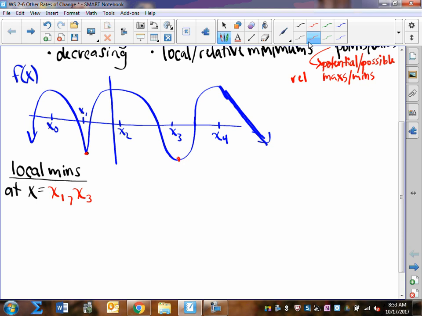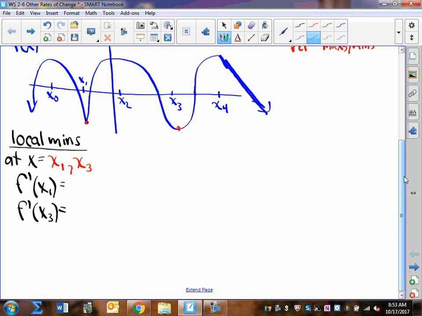Now again, we said that the derivative tells us a lot about our original graph. So let's pull in the derivative. What is my derivative at x sub 1? And what is my derivative at x sub 3? Take a look at x sub 1. Remember, your derivative is the slope of the tangent line. What is my derivative at x sub 1? Undefined. Why? It's a cusp. So remember what a vertical tangent looks like.